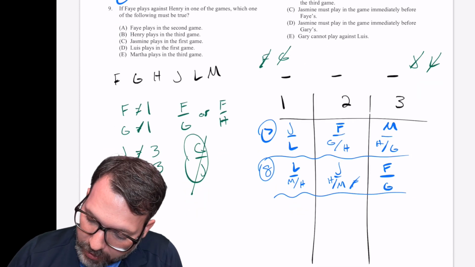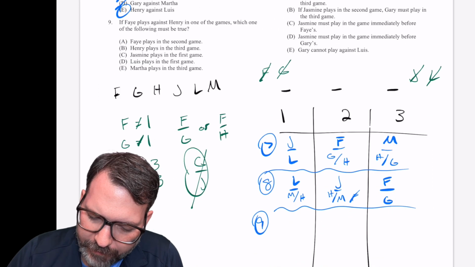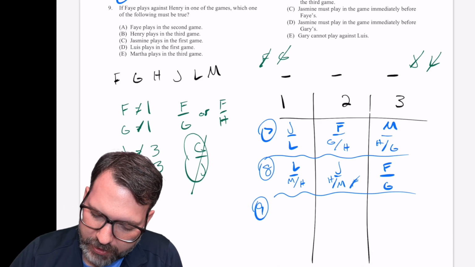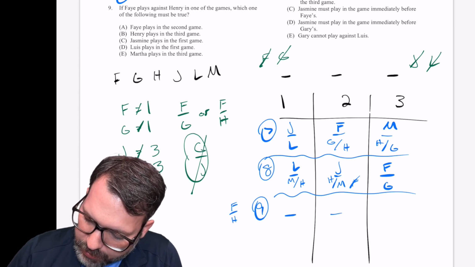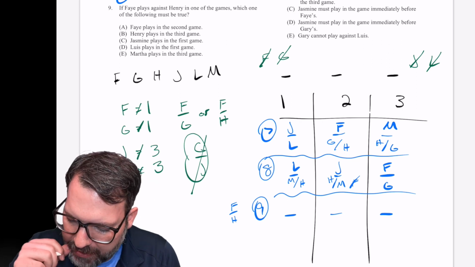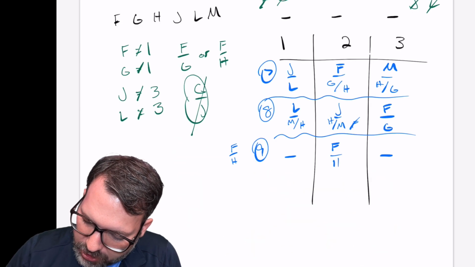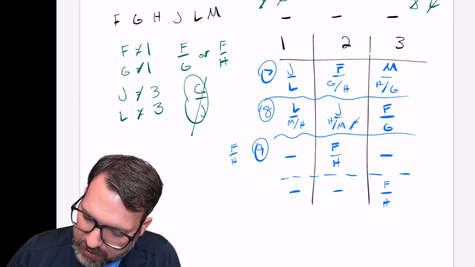Move on. Let's go ahead and work number 9. Our last specific question. If Faye plays against Henry in one of the games, which of the following must be true? All right, so basically they're saying it is this FH block. For number 9, let's bring down our 3 blanks. Do I want to set up both possibilities here? I think I do. I think I'm just going to go ahead and say, well, what if it's FH in slot 2? And then what if it's FH in slot 3?